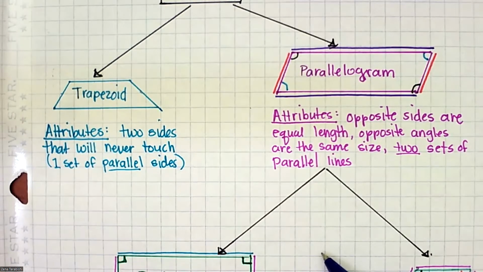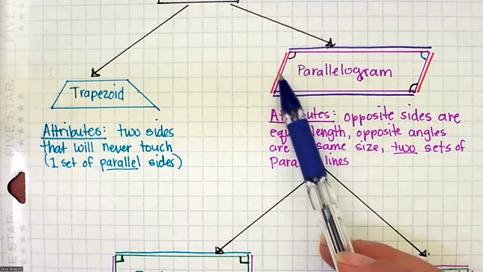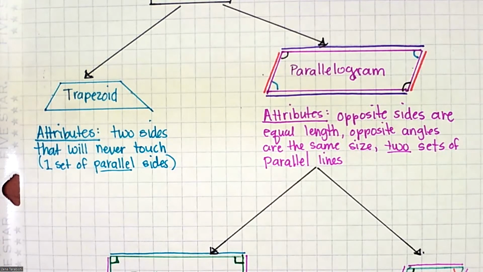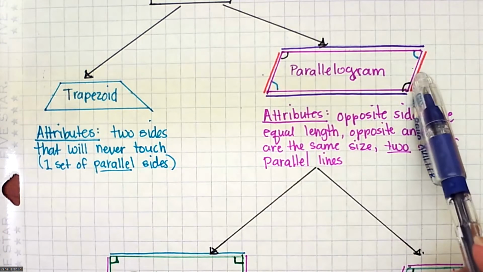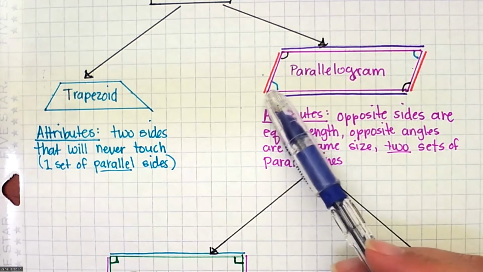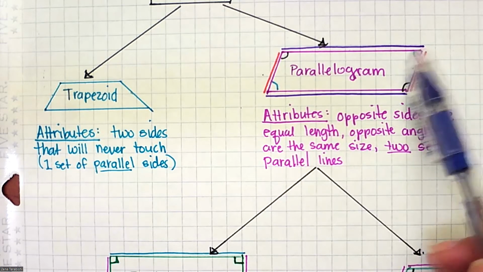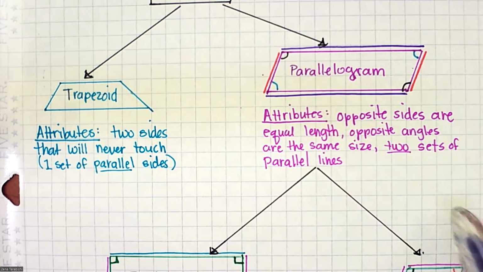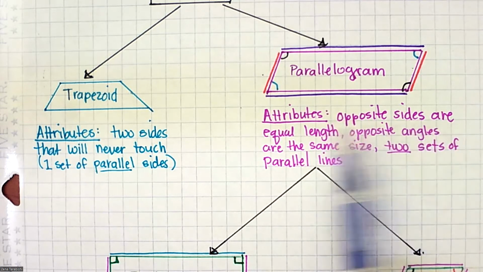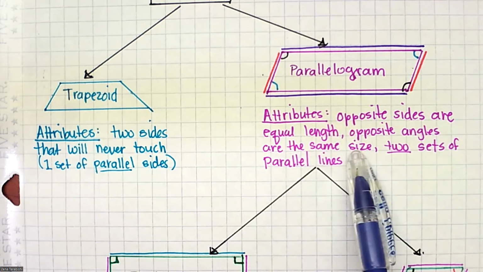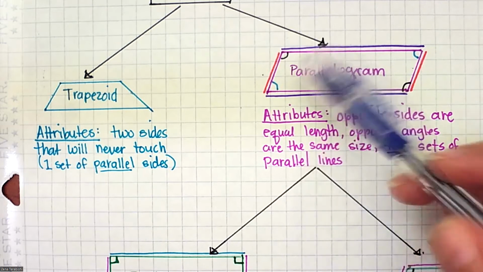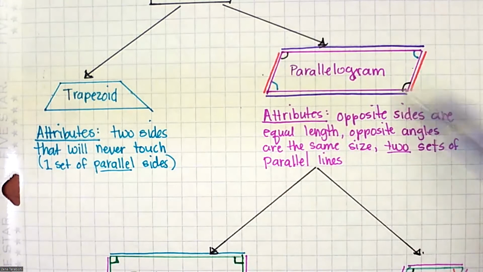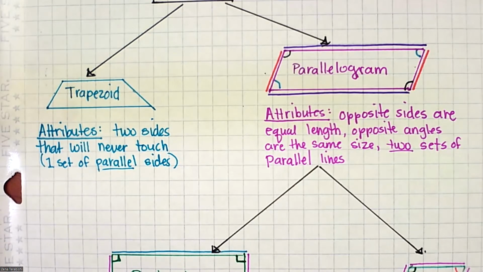Now, parallelograms have opposite sides that are equal in length. So the right and left are the same length, the top and bottom are the same length. So I colored these similarly for you. And the opposite angles have the same measurement. So this one matches this one, and this one matches that one. So they cross. So opposite sides are equal length, opposite angles are the same size, and it has two sets of parallel lines. That means these sides will go on and on forever and never touch. The top and bottom can go on and on forever and never touch.